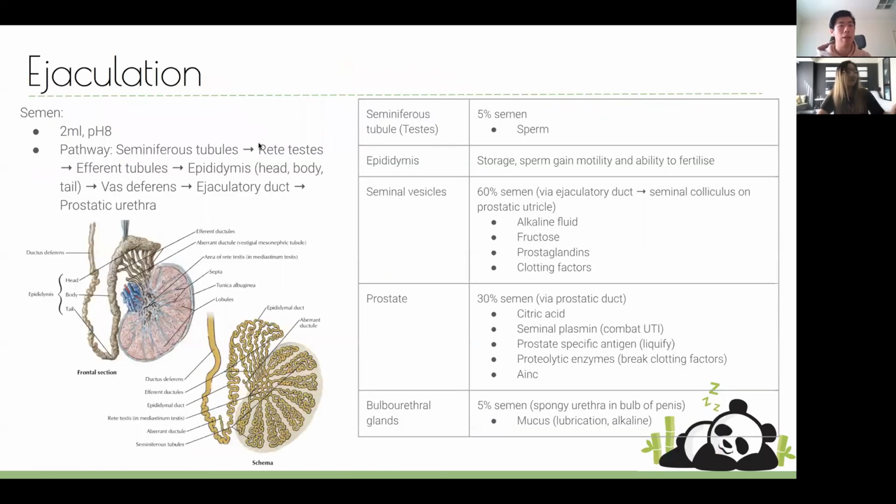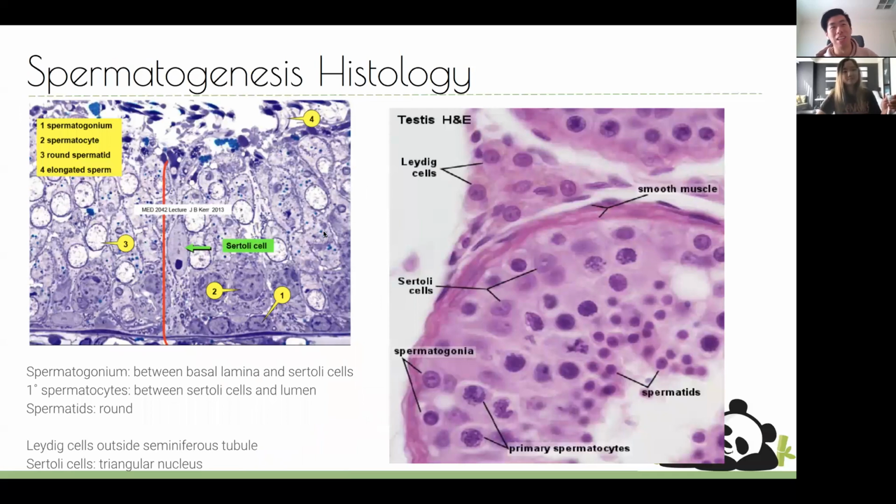I'd have a vague idea of what those cells are and what they look like. You don't need to know much more than that, just know the order of how they progress, because they give you a histology picture and you need to be able to say, oh, it's a round spermatid. That's really all they're going to do with this kind of thing. So just know that.